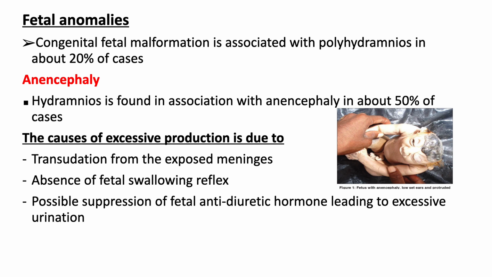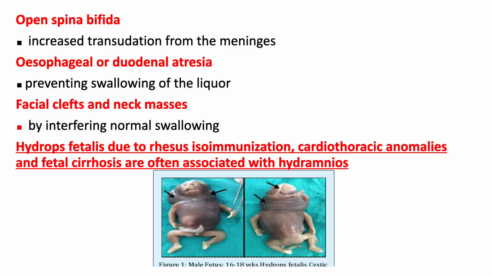So these are certain things which come under fetal anomaly, that is anencephaly, open spina bifida, esophageal or duodenal atresia, facial clefts and neck masses, hydrops fetalis. So these are the causes which you can see: open spina bifida, esophageal or duodenal atresia, facial clefts and neck masses, hydrops fetalis due to rhesus isoimmunization, cardiothoracic anomalies, and fetal cirrhosis are often associated with this hydramnios.